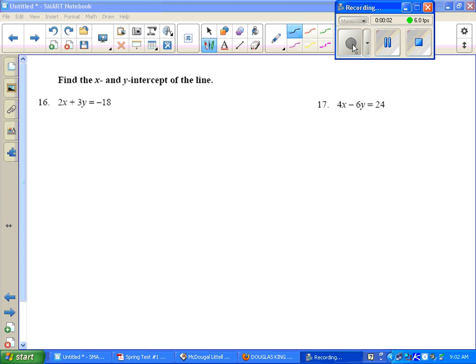Okay, this is test number 1. This is part 2. We're going in the textbook. It's through section 5.6. Number 16 says, find the x and y intercept of the line given. 2x plus 3y equals negative 18.